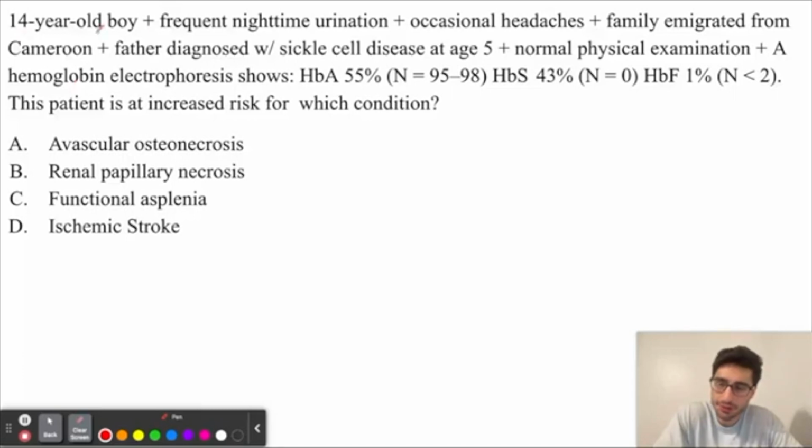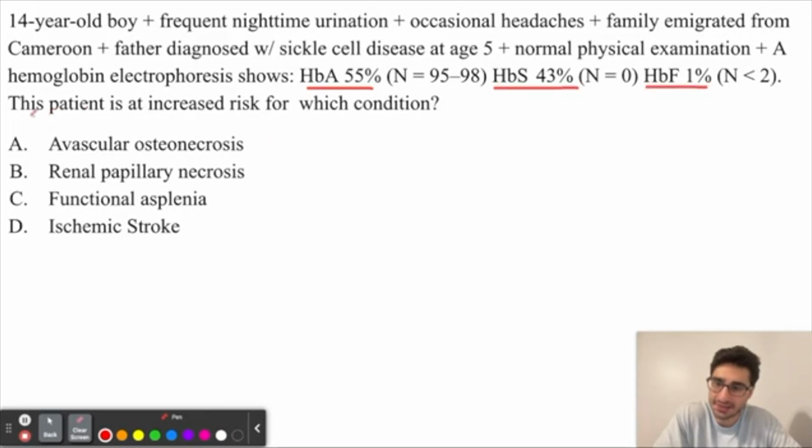In this question, we have a 14-year-old boy. He's having frequent nighttime urination as well as occasional headaches. His family immigrated from Cameroon. His father was diagnosed with sickle cell disease at age 5. He has a normal physical examination. A hemoglobin electrophoresis shows hemoglobin A 55%, hemoglobin S 43%, hemoglobin F 1%.